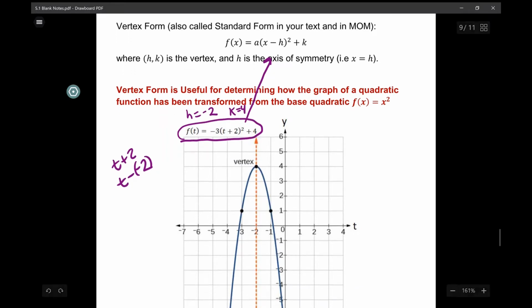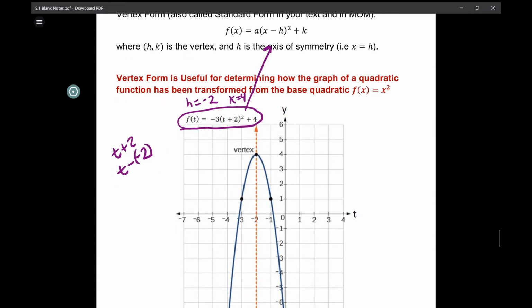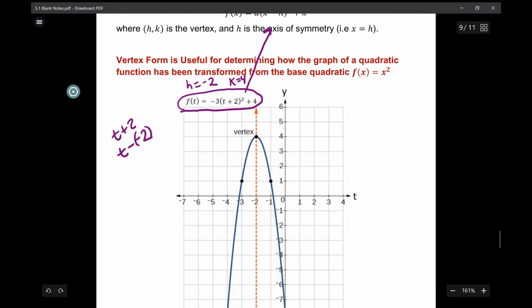This is a convenient form to use if you're thinking about how your new quadratic has been transformed from your basic quadratic, which is f of x equals x squared, that quintessential quadratic. So if we're looking at it in this form, it's much easier to see what has been done to the function as far as horizontal shifts and vertical shifts and reflections and all that kind of stuff. So if we look at f of t equals minus 3 times (t plus 2) squared plus 4, and we compare that to f of t equals t squared, we can see that there's been a horizontal shift to the left.